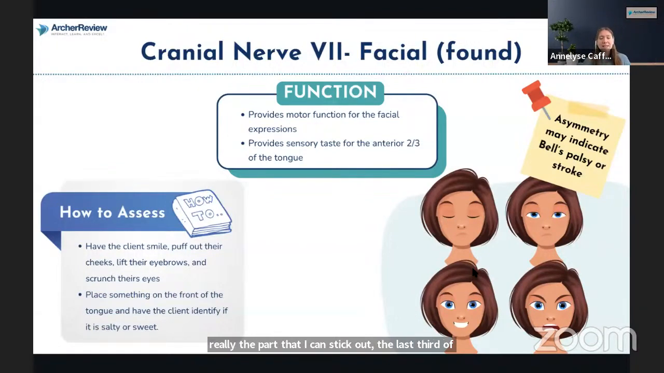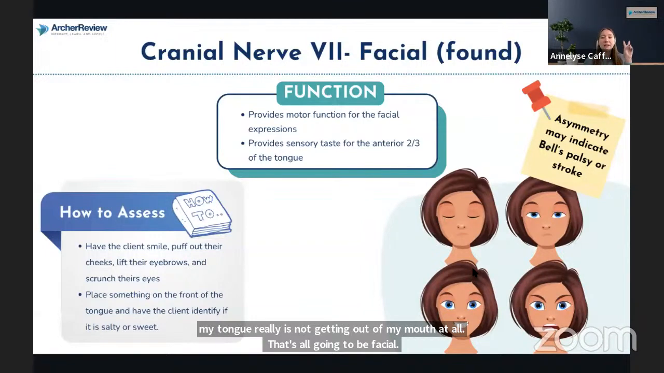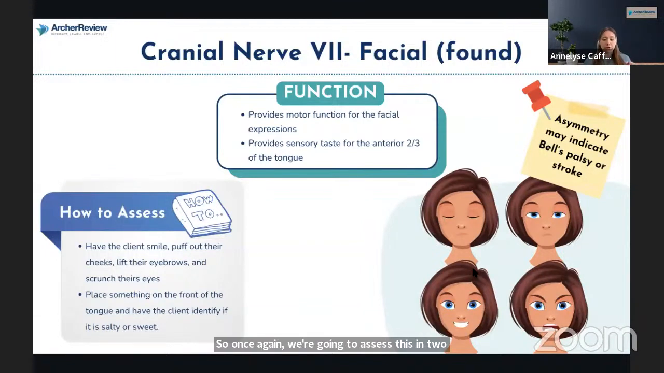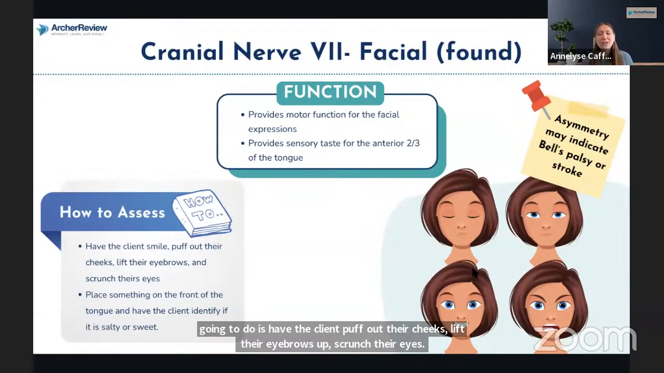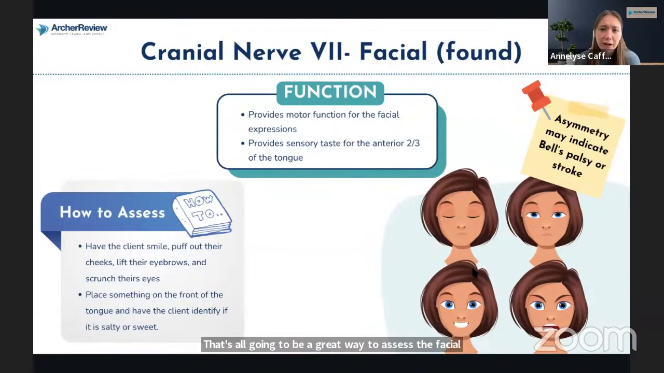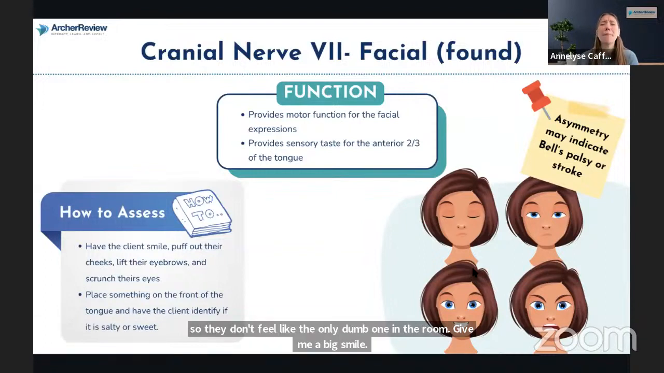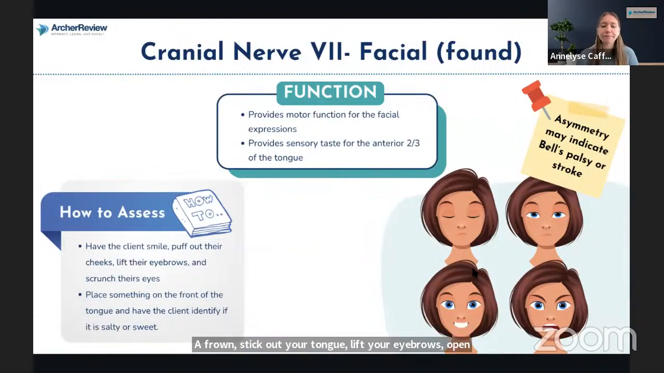So once again, we're going to assess this in 2 ways because it has 2 functions. First thing you're going to do is have the client puff out their cheeks, lift their eyebrows up, scrunch their eyes. That's all going to be a great way to assess the facial nerve. It's really fun because I think it makes them feel a little funny, so I always demonstrate it as well so they don't feel like the only dumb one in the room. Give me a big smile, a frown, stick out your tongue, lift your eyebrows, open your eyes real big.